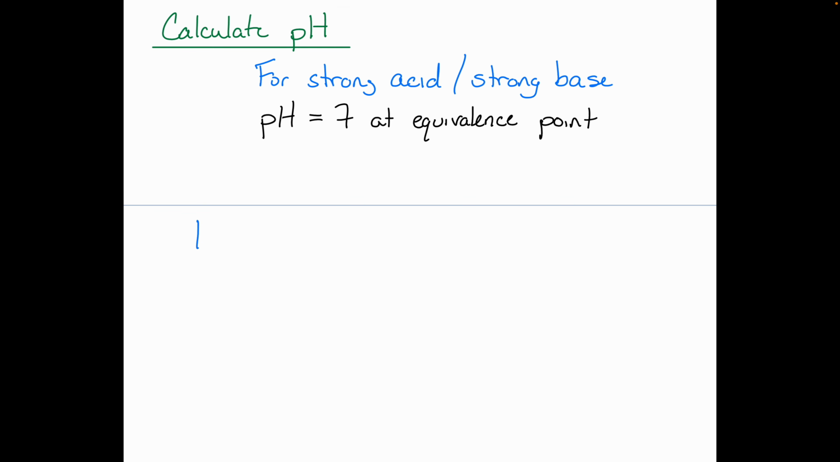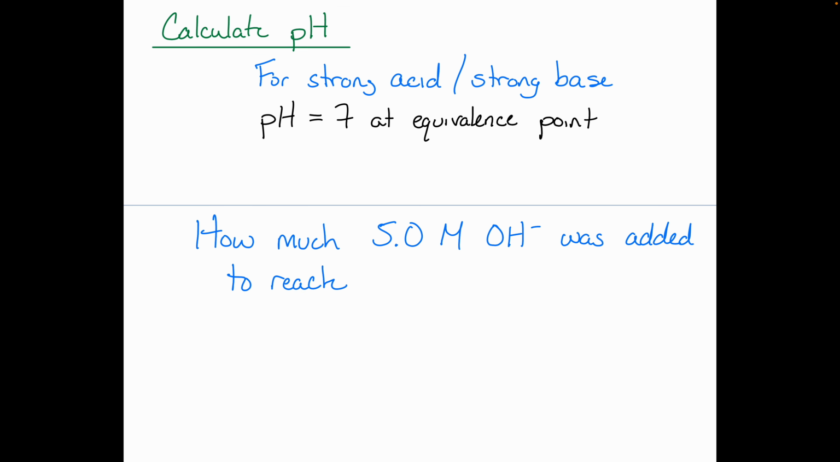A little bit more complicated here would be how much of that 5.0 molar hydroxide was added to reach the equivalence point? By how much? I can even be more specific. What volume was added to reach that equivalence point?